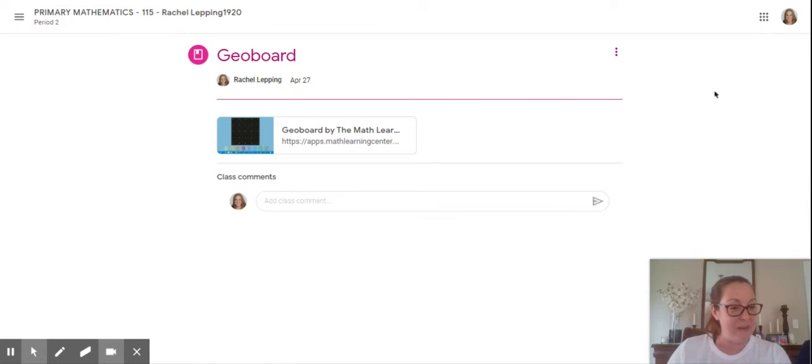which brings me to our learning target for today. Today, I can describe 2D shapes or two-dimensional shapes based on their attributes. So we're going to learn what that word attributes means, and we're going to talk about two-dimensional shapes.